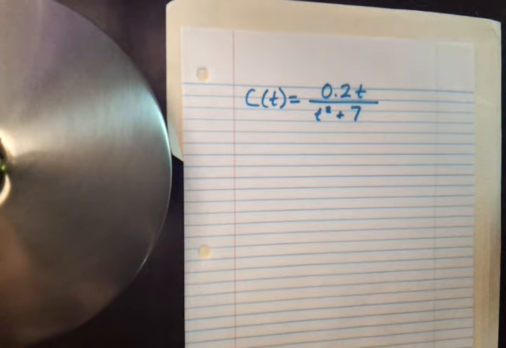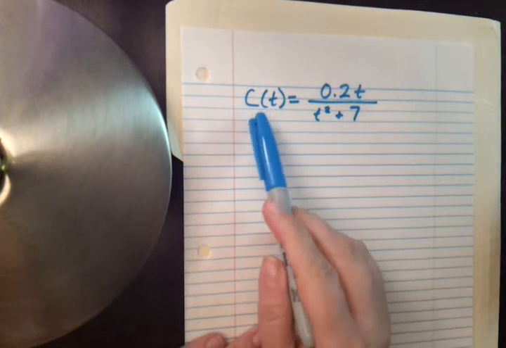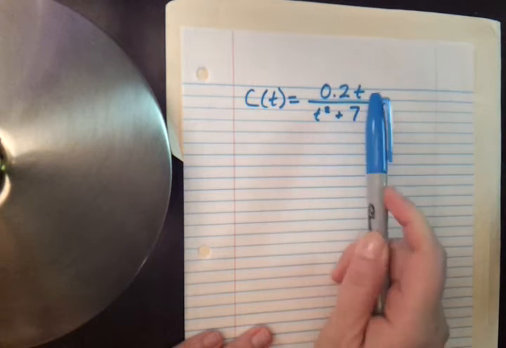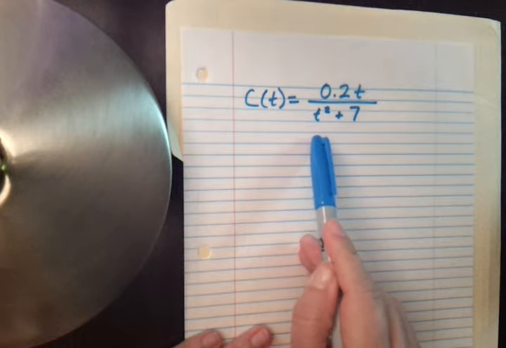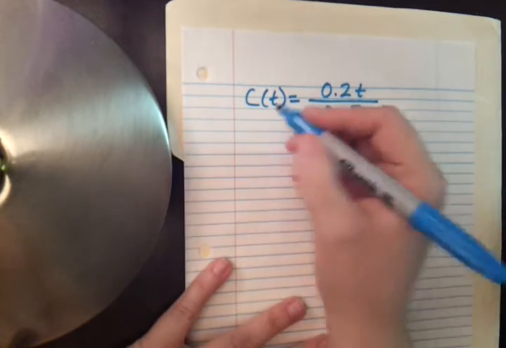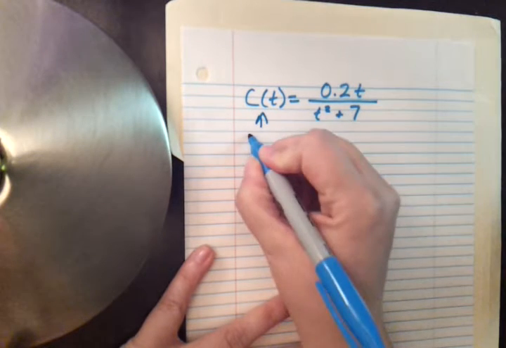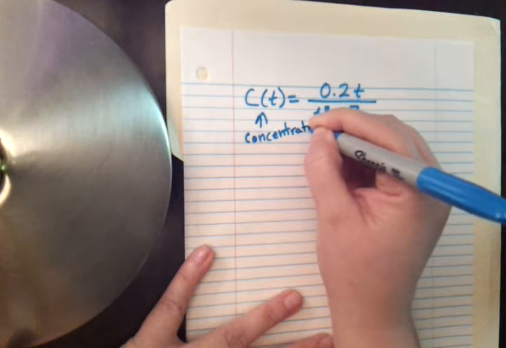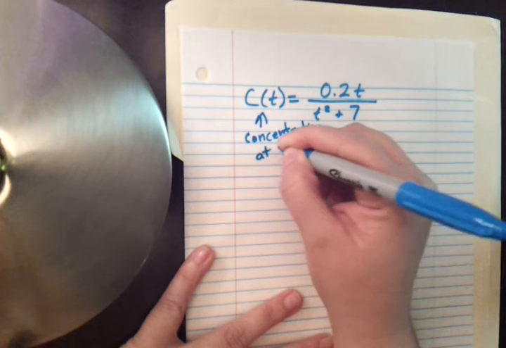So it says the concentration of a certain drug in a patient's bloodstream t hours after injection is given by the following function, C of t equals 0.2t over t squared plus 7. As we do with all of these, we figure out what these things mean in our function, because that's going to help us answer the questions later. So C of t, that's the concentration at time t.